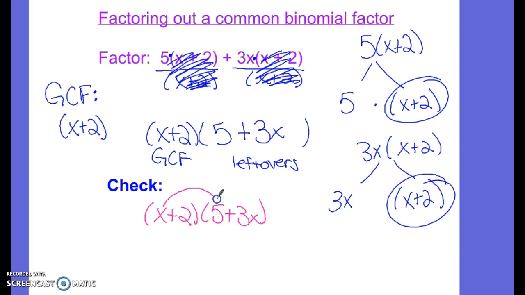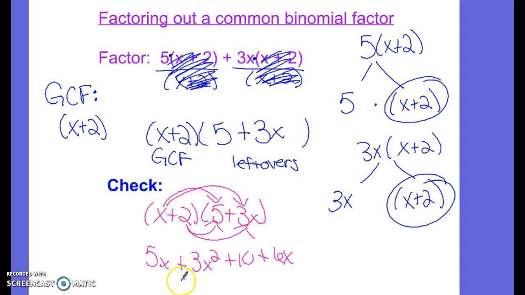X plus 2 times 5 plus 3x. So let's check it. X times 5 is 5x. X times 3x is plus 3x squared. 2 times 5 is plus 10. And 2 times 3x is plus 6x. When you combine it and put it in standard form, you get 3x squared plus 5x and 6x is 11x plus 10. But you might be wondering, that doesn't look like the original. Your original, though, is not simplified.